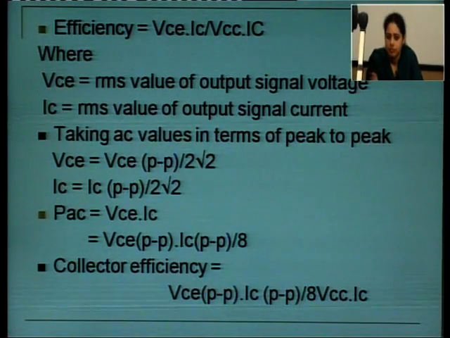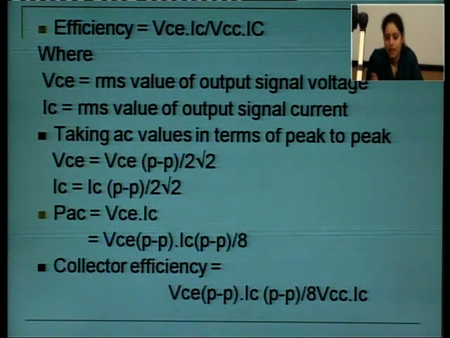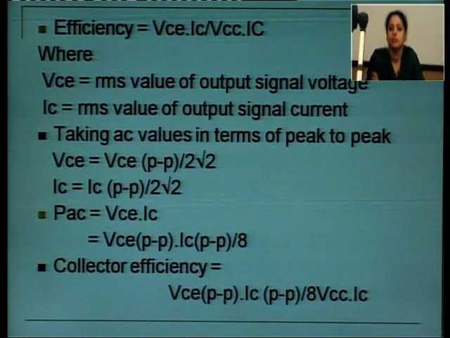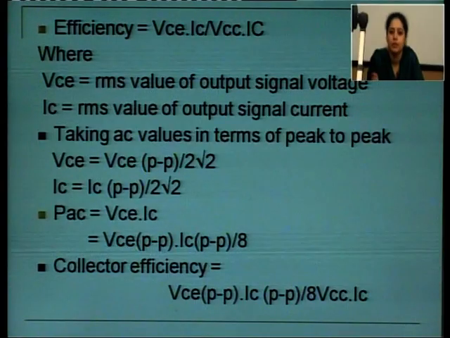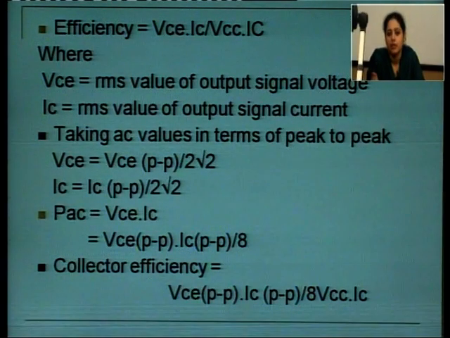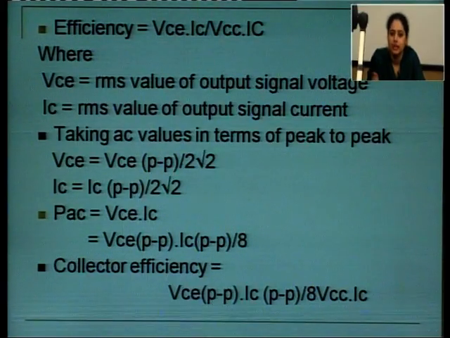So efficiency in terms of your values: for PDC, that is the DC supply voltage given to the circuit, power is V into I, that is voltage into current. You have the voltage as VCC, that is the supply voltage given to the circuit. So your PDC is VCC into IC. For PAC, your output is taken across the collector terminal. Output power across the collector terminal will be V into I again. At that particular point, your V is your collector to emitter voltage. So your PAC is VCE into IC.